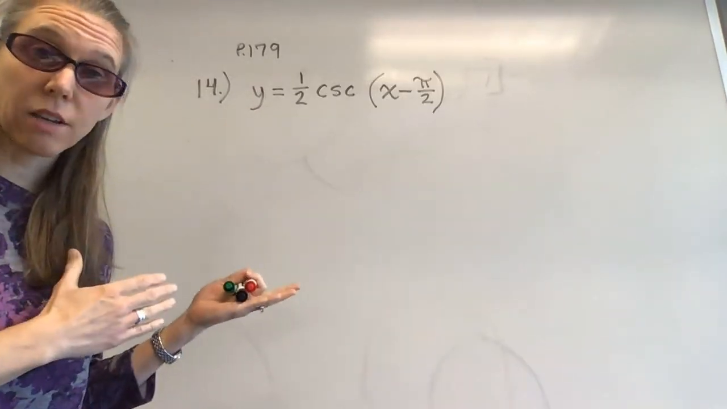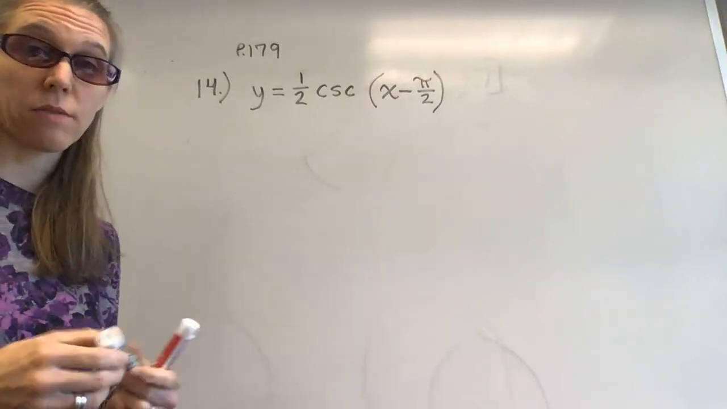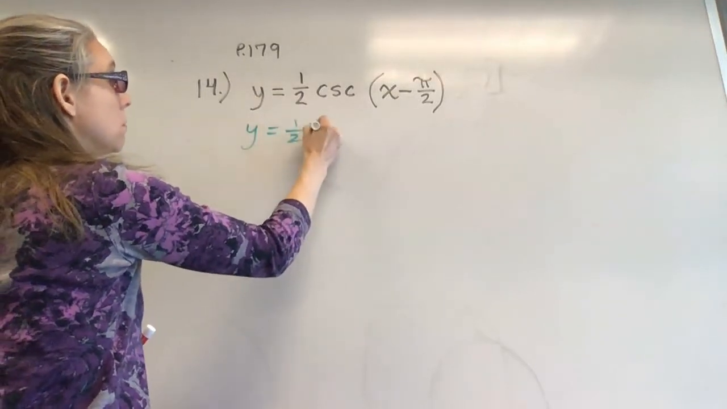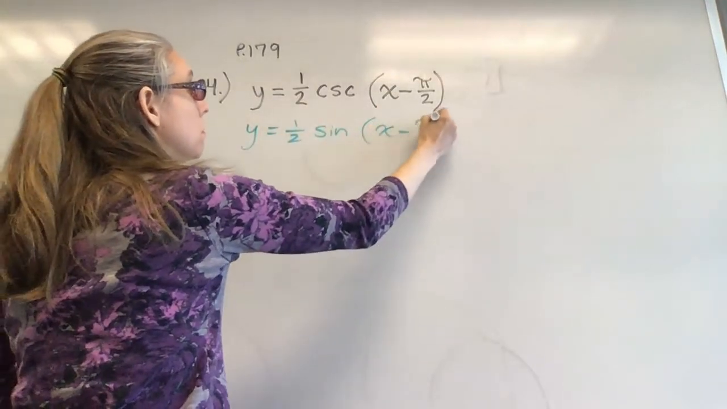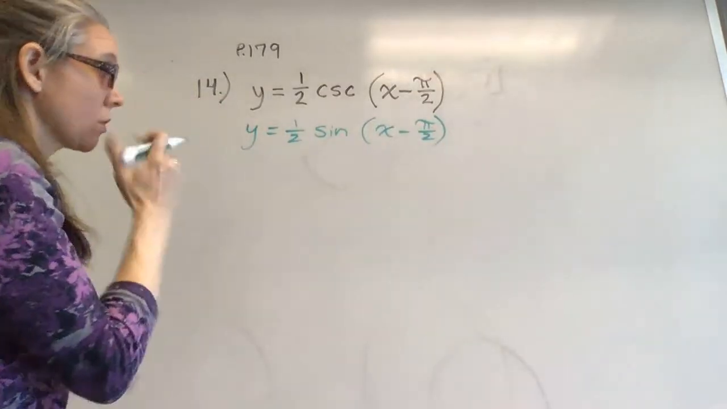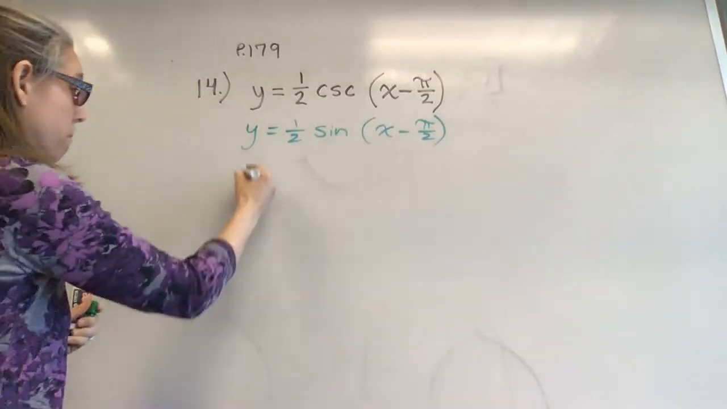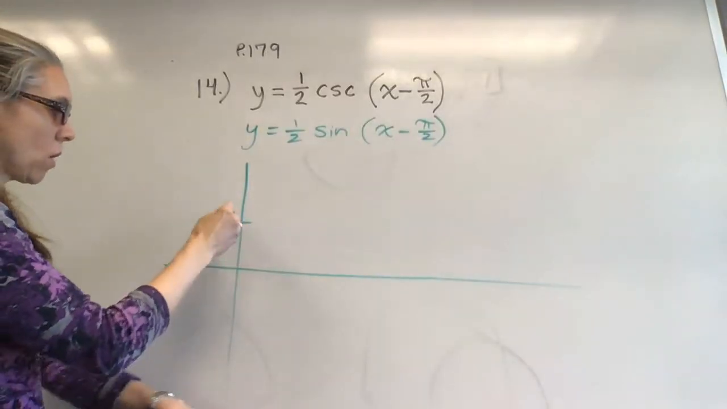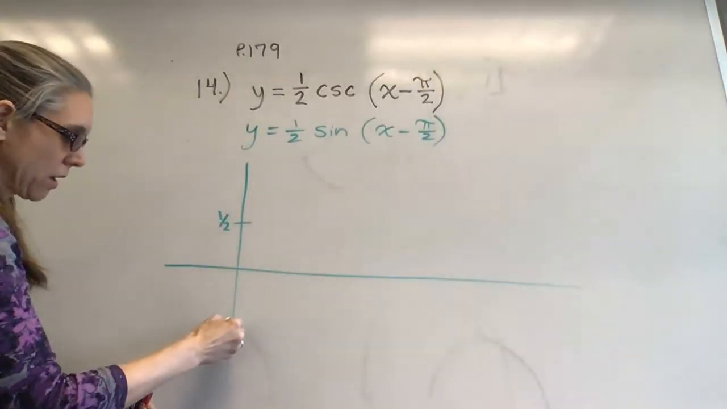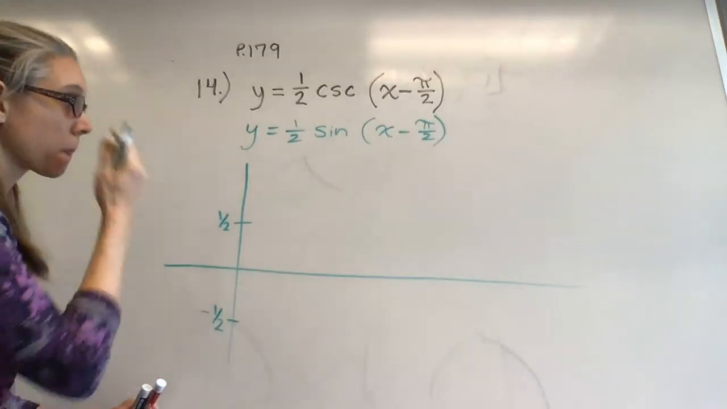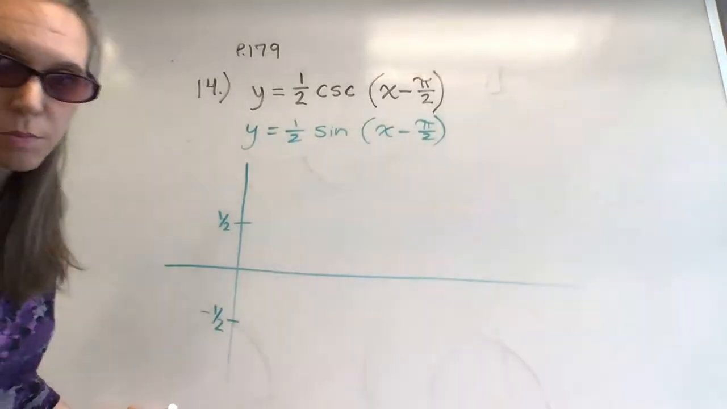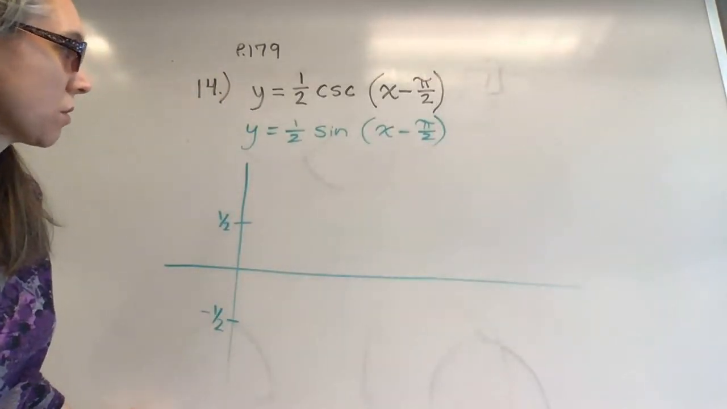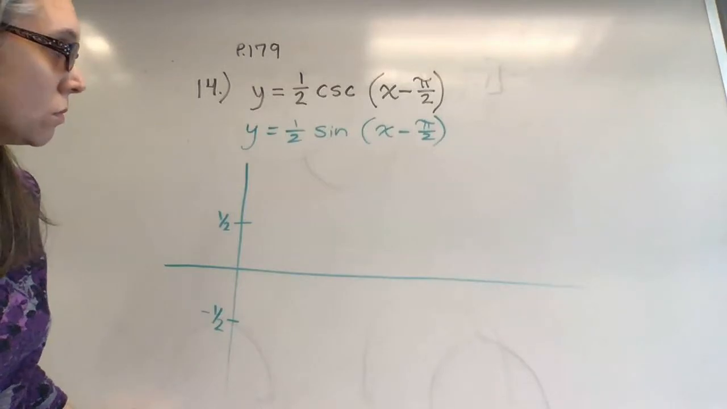All right, next one. So here is a cosecant graph in number 14, so I want to graph the corresponding sine graph for starters. So this graph has no vertical shift. So I can have my y-axis be labeled with the amplitude 1/2 and -1/2. The period of the graph is 2 pi because the b value is 1, and I am shifting over to the right pi halves, which is one of the quarter cycles.